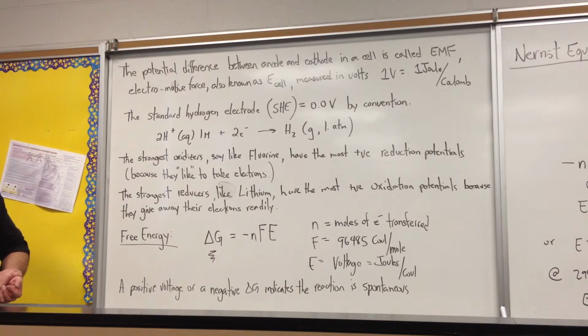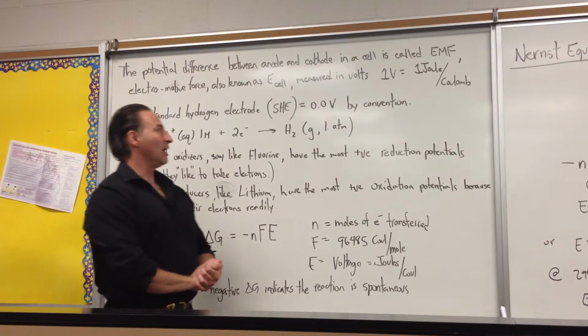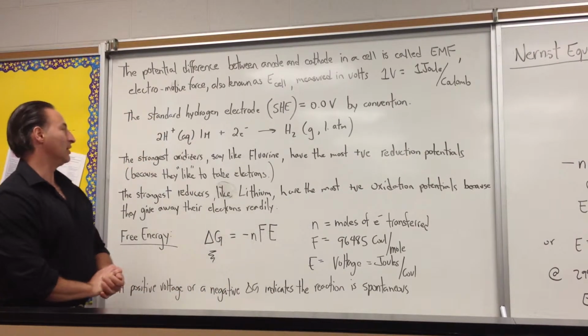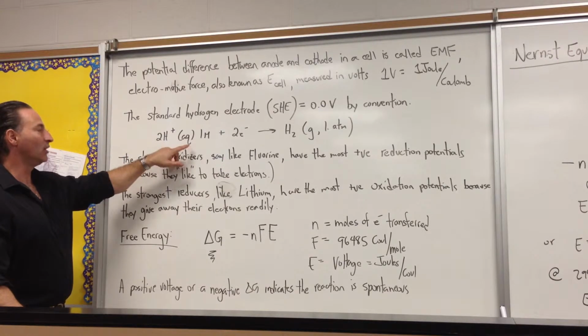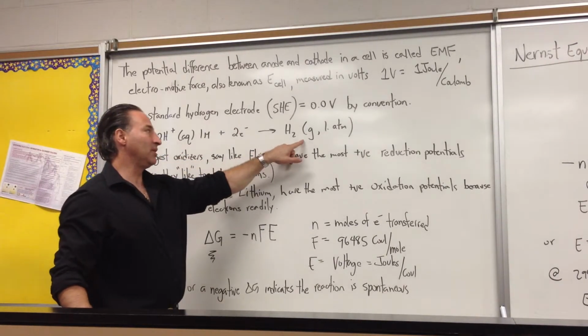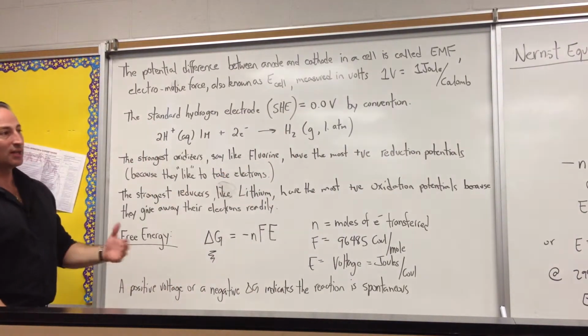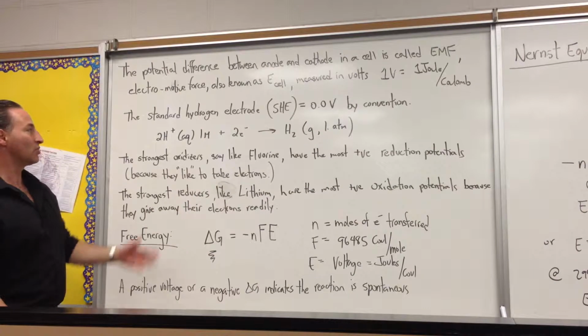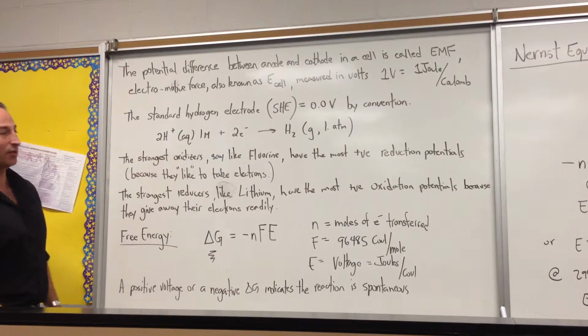So the standard hydrogen electrode, SHE for short, has 0 volts by convention, and it is an acidic hydrogen solution, 1 molar, with hydrogen being bubbled through at a pressure of 1 atmosphere. That's the standard hydrogen electrode. It's assumed to have a voltage of 0. So all the other electrochemical reactions are compared to the standard hydrogen electrode.